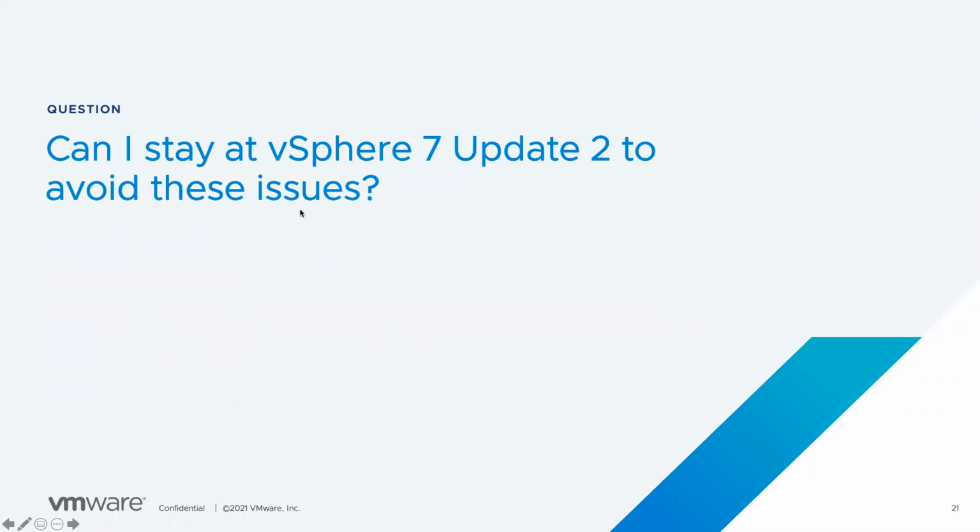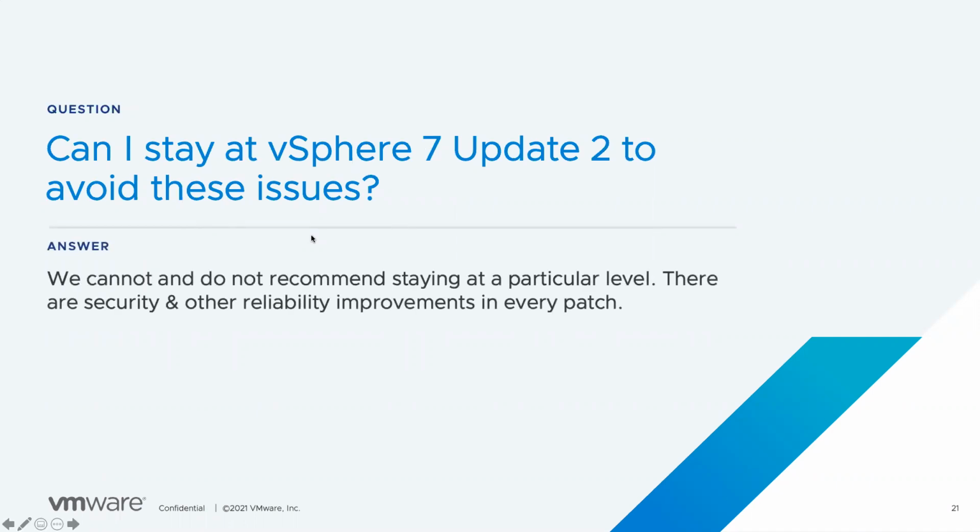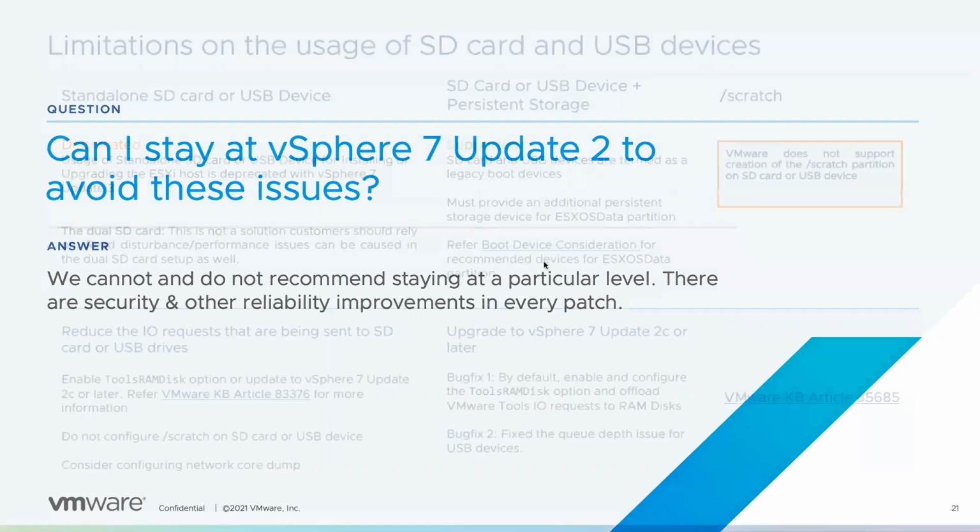Can I stay at vSphere 7 Update 2? Well, we do not really recommend any specific version, but in this case, if you have vSphere 7 and you have an SD card or USB drive installation, make sure that you upgrade your ESXi host to a minimum of 7 Update 2c. That's the minimum recommended version if you have an SD card or USB drive installation in your environment.